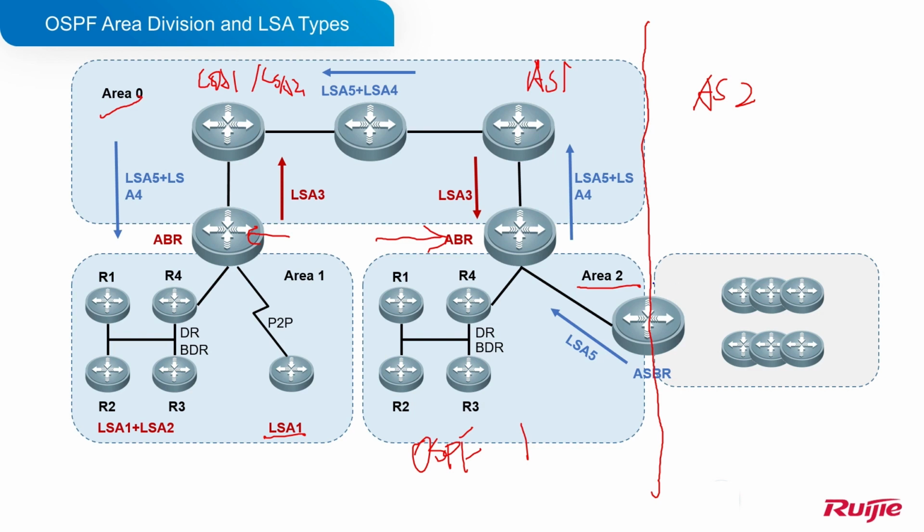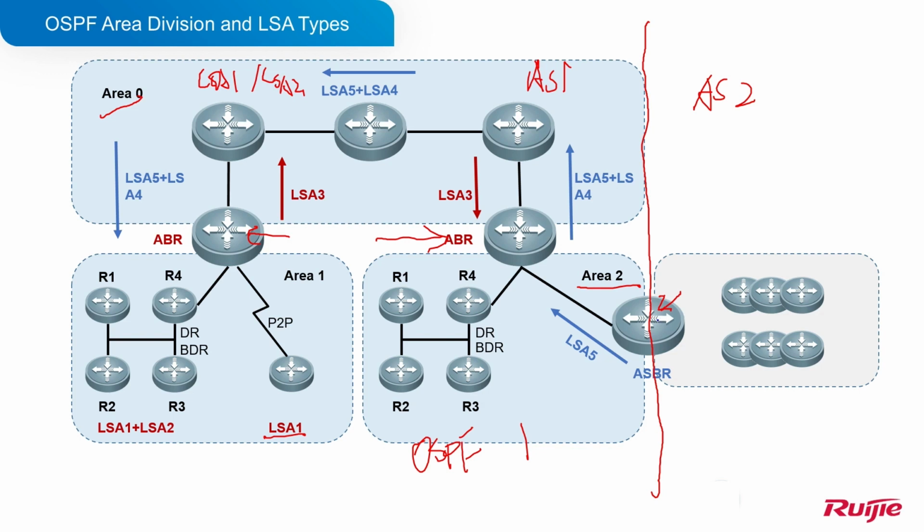And here we can see the devices belonging to AS2. Maybe we enable other protocols. Maybe we can also enable OSPF process 2 or 3 or 4, right? So it means for two different AS, if the devices want to communicate with each other, we have to do redistribution between the two AS devices. The device that does the redistribution is the ASBR device. So here we can see the device is the ASBR device.